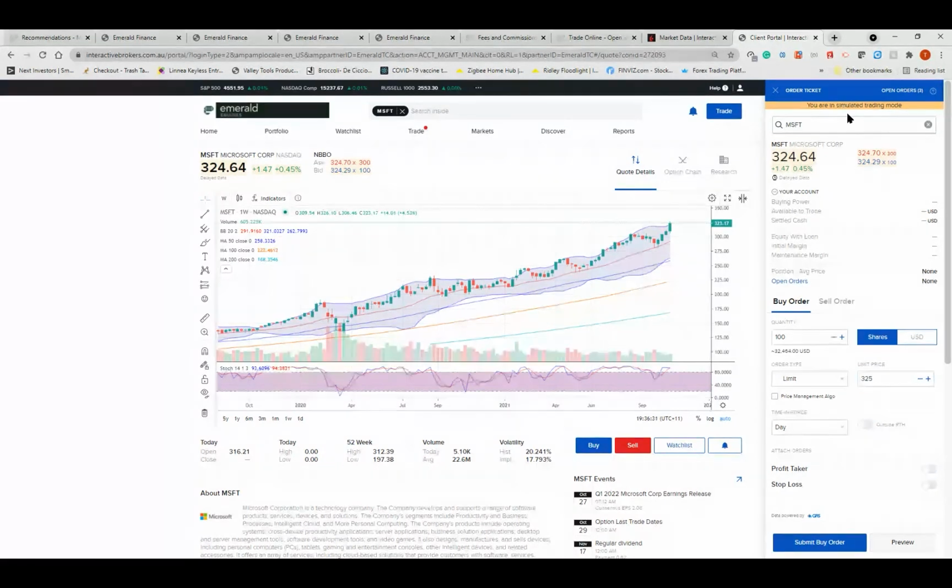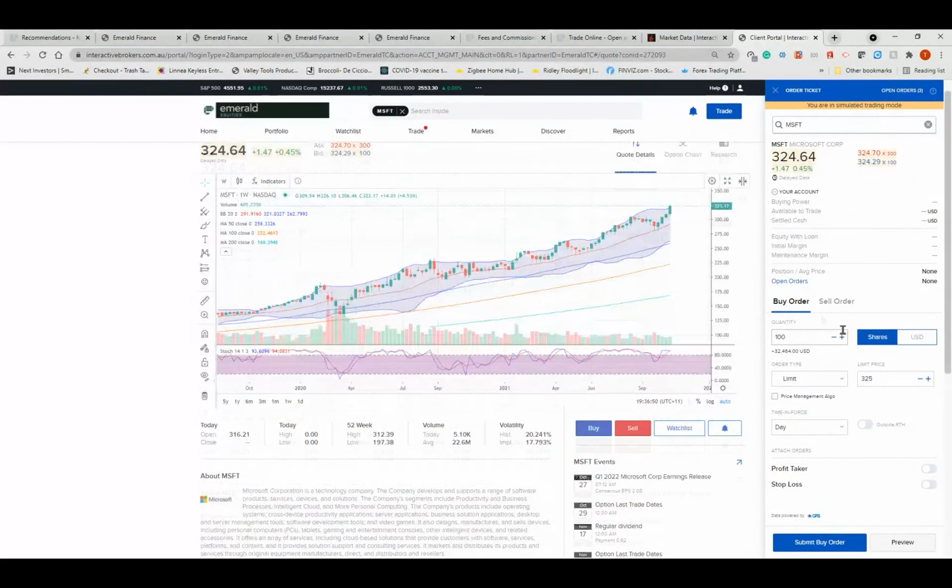Okay. But you can also just go straight to market if that's what you feel comfortable with. For me, I like to put limit orders in, because if something crazy happens on the open, I don't want to be paying the highest price of the day, right? So I much prefer to have a limit on that.